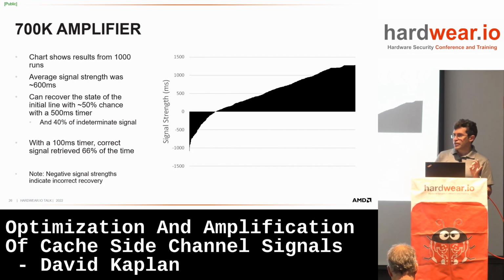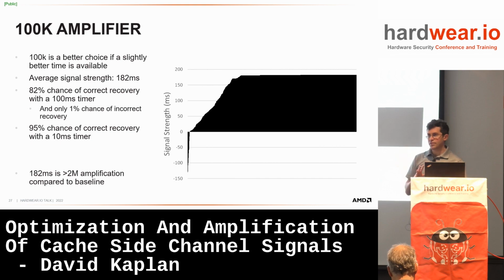If you have a slightly better timer, though, the results are much better. If we don't go quite as aggressive and go with a 100,000 amplifier, meaning we repeated that loop 100,000 times, we get an average signal strength of about 180 milliseconds. With a 100 millisecond timer, that's over an 80% chance of recovery. With a 10 millisecond timer, 95% chance. That's over a 2 million amplification from the base signal. So that's pretty good. We don't need a good timer to do a cache side channel attack.